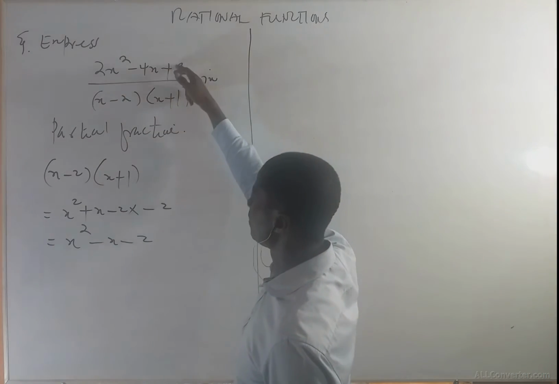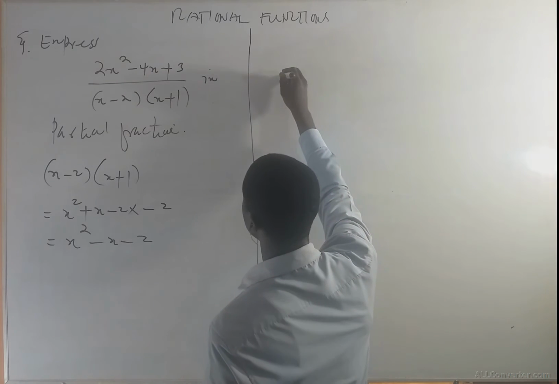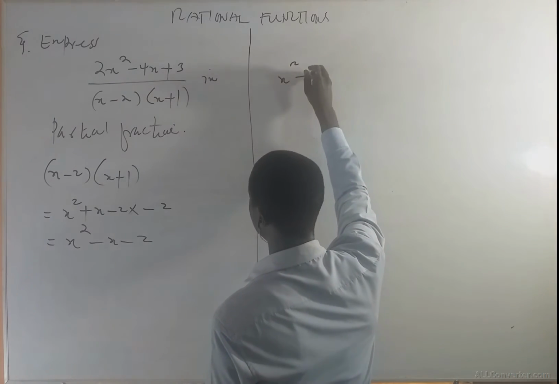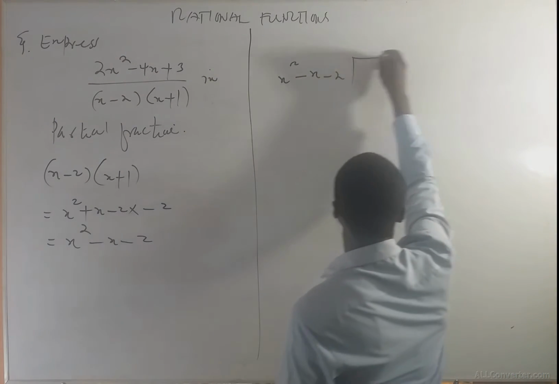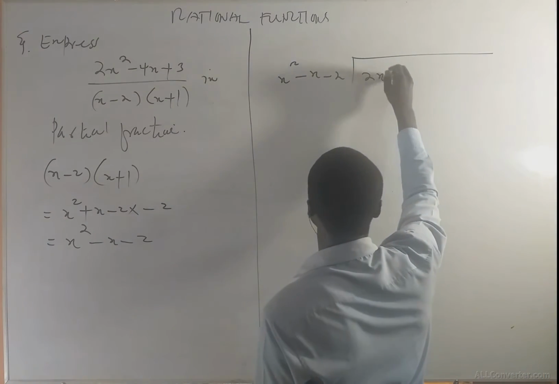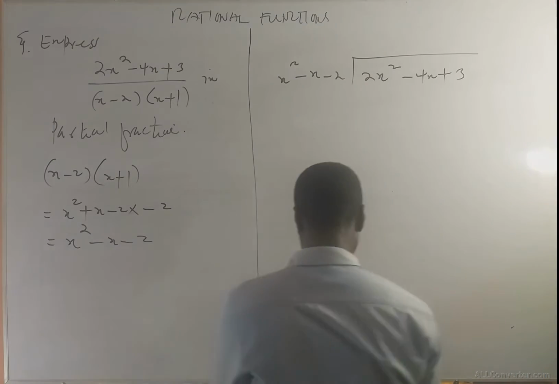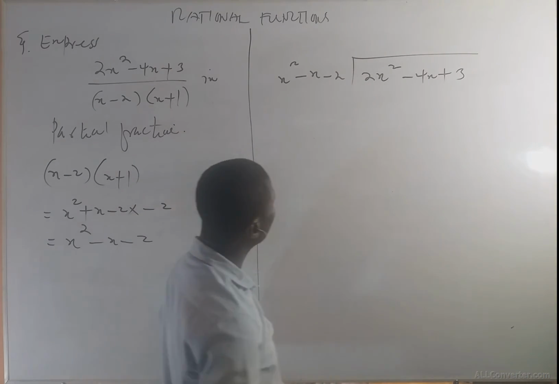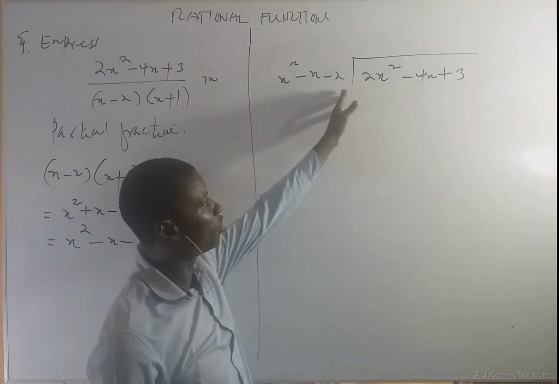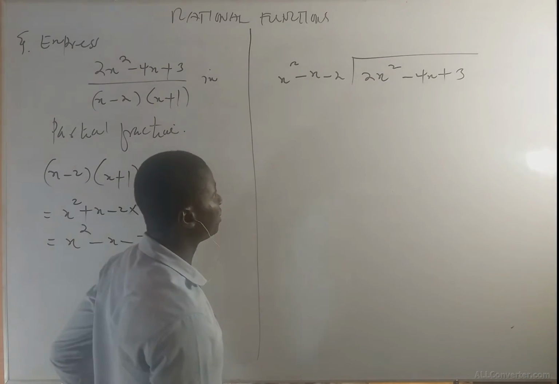And so we are going to divide this by this and see what our results will be. Now, we have x squared minus x minus 2 as our divisor, and our dividend is what we have up here. That is 2x squared minus 4x plus 3. Now, we start with the division. When you refer to my presentation on polynomials, you understand what I'm going to do here. You appreciate the division of polynomials.